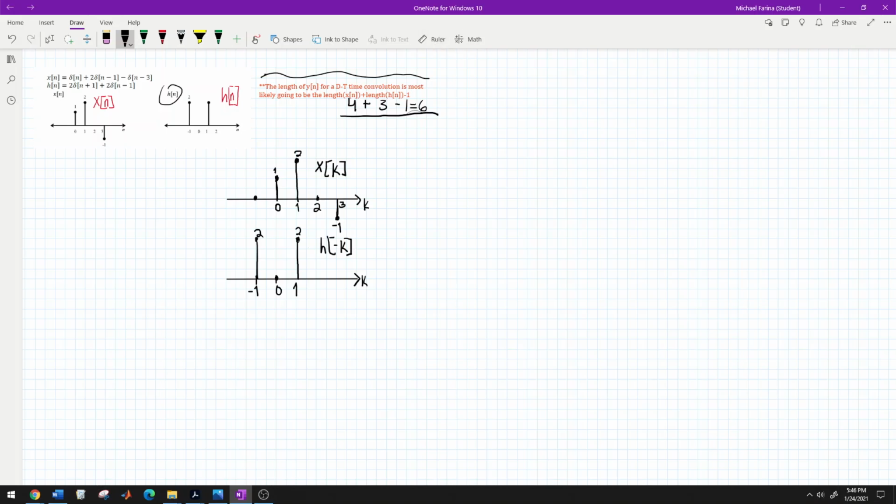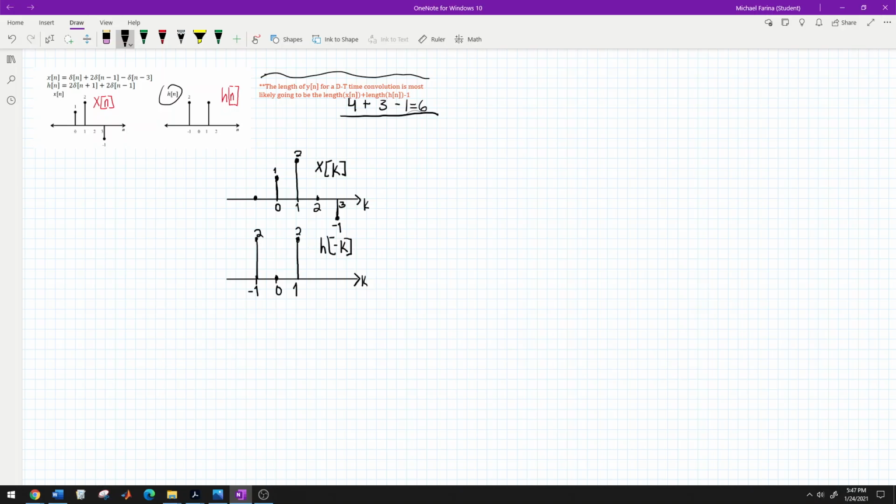All right, so the first thing you're going to do is flip one of your signals. It doesn't matter which one; you're going to end up with the same answer if you do it correctly. We're flipping h in this one, so here's h of negative k. And then we're going to shift the flipped version right by n. If n is positive, we shift right, and if n is negative, we shift left. Then we multiply any impulses that line up and add those together, and that gives us our output at that n.